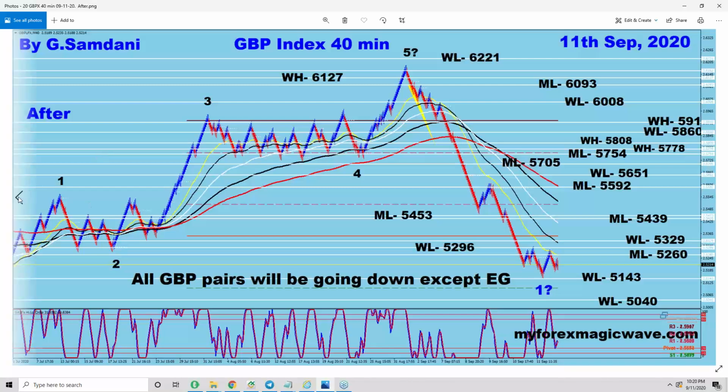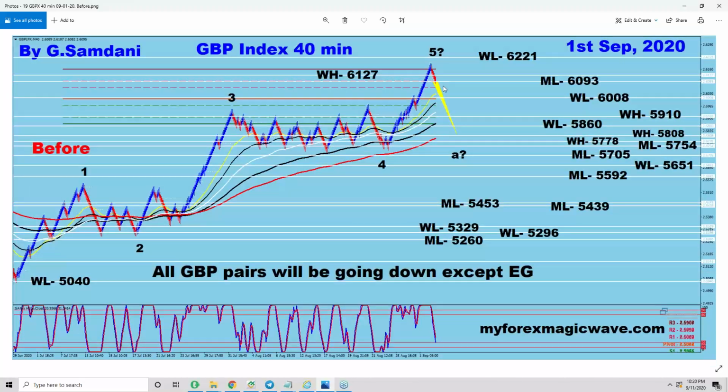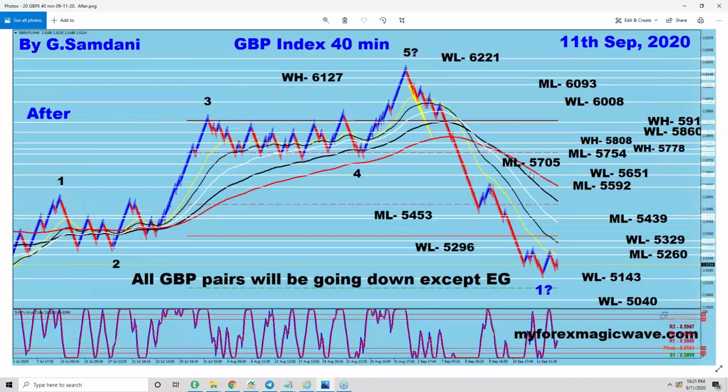Now you understand. I even wrote this here. You can see that when I made this chart, it says all pound pairs will be going down except EG, because the pound is on the right-hand side. So this pair is supposed to go up when the pound gets weaker. All the other pound pairs have the pound on the left-hand side except this pair, right? So all those pound pairs went down. Right, so this is what happened, and that's the reason all pound pairs went down.